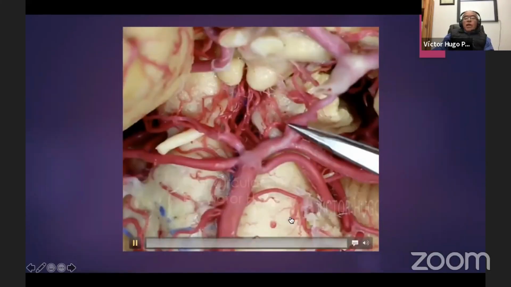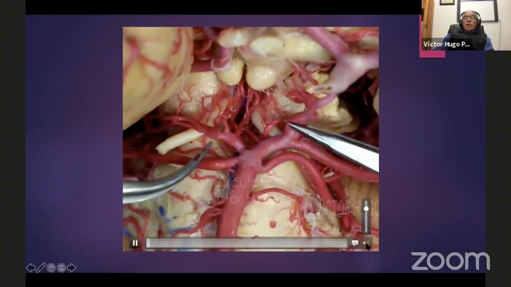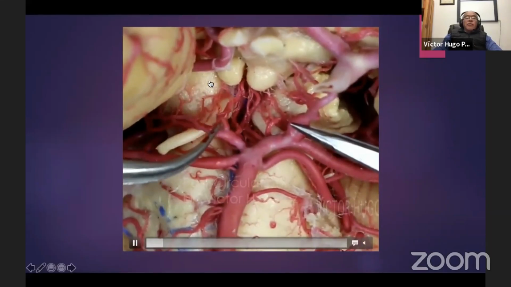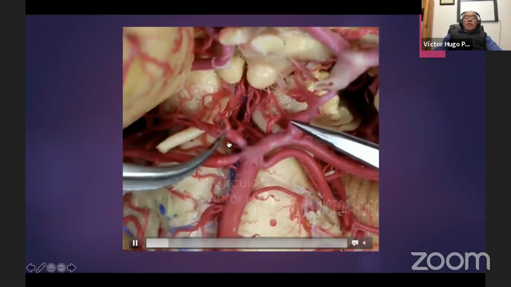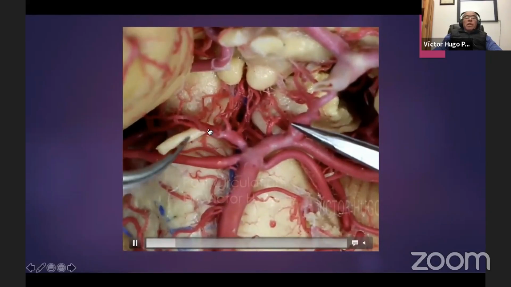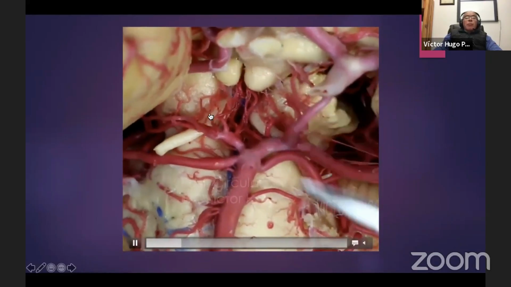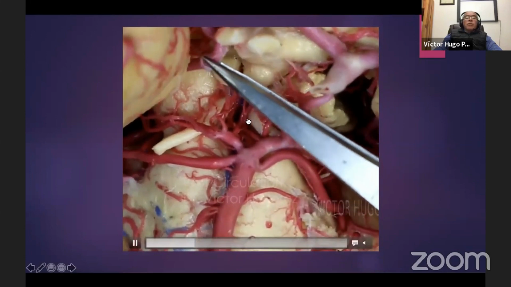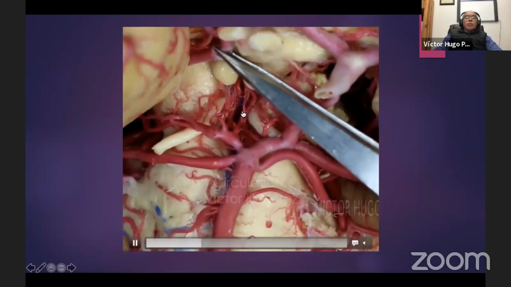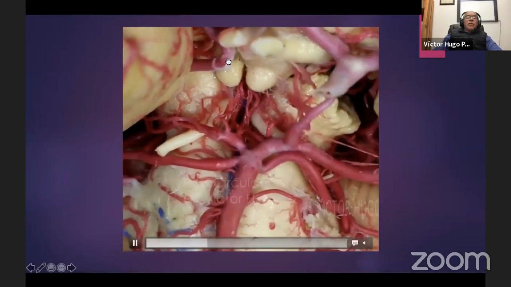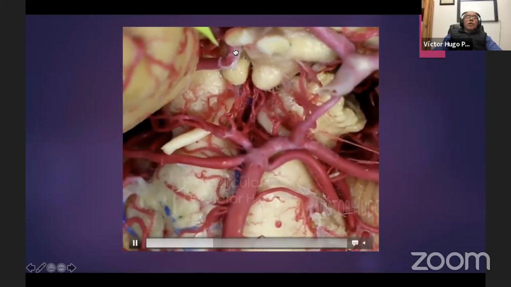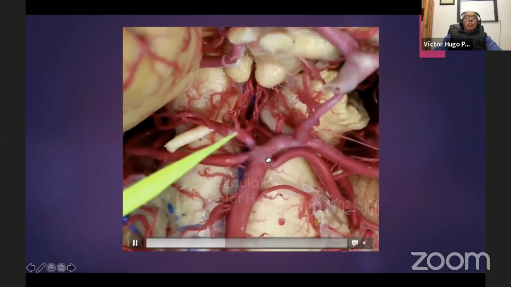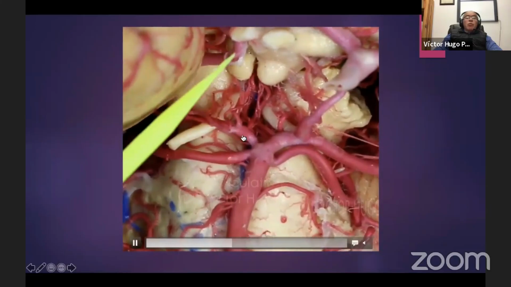So here we have another video in which we can see absence of the posterior communicating artery, and P1 is giving some branches to the brain stem, to the anterior part of this brain stem. This is a posterior communicating artery coming from the supraclinoid carotid artery. This is P1.